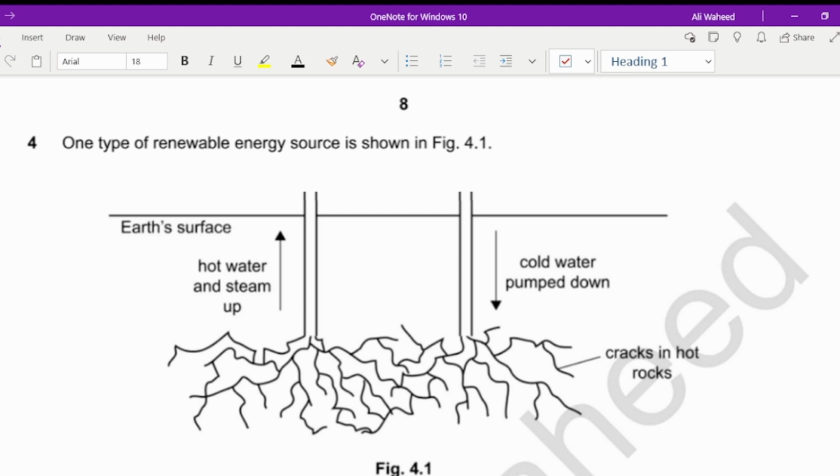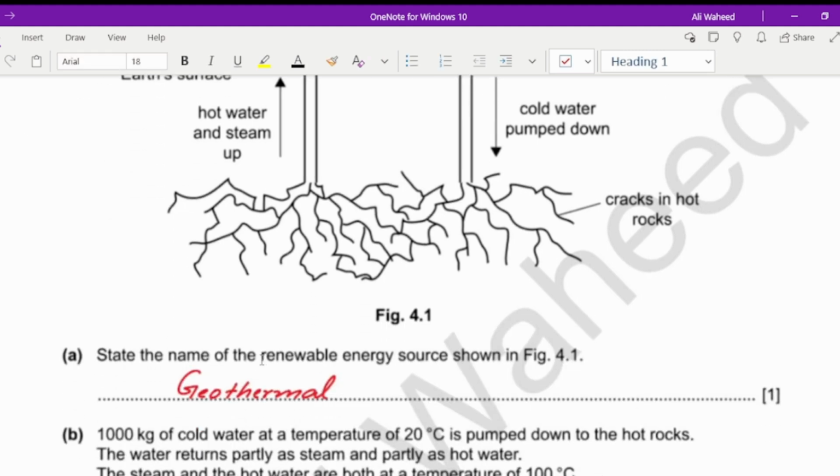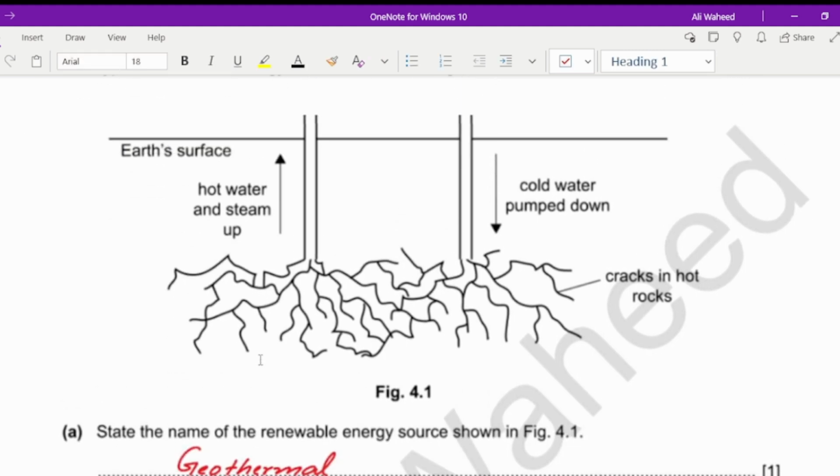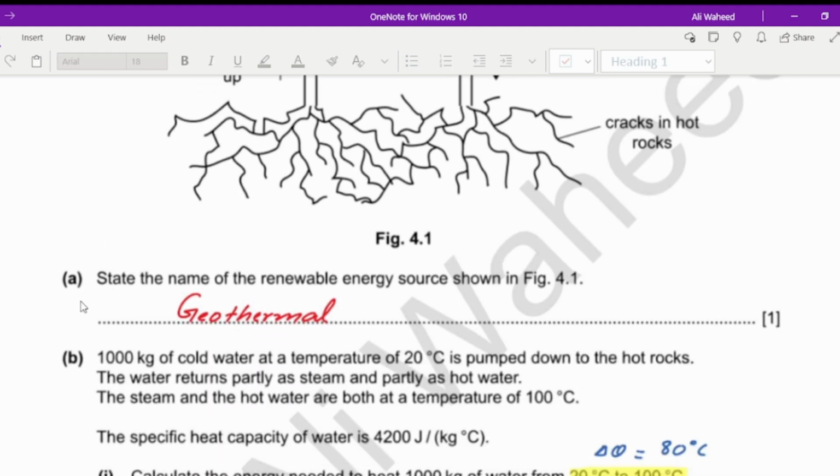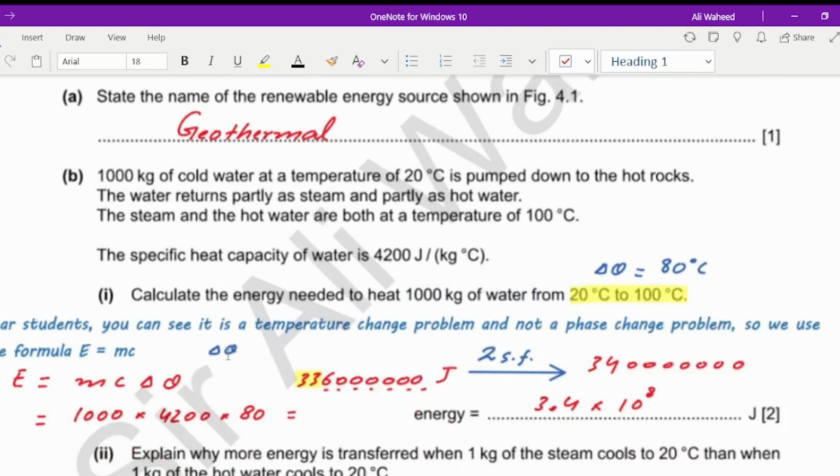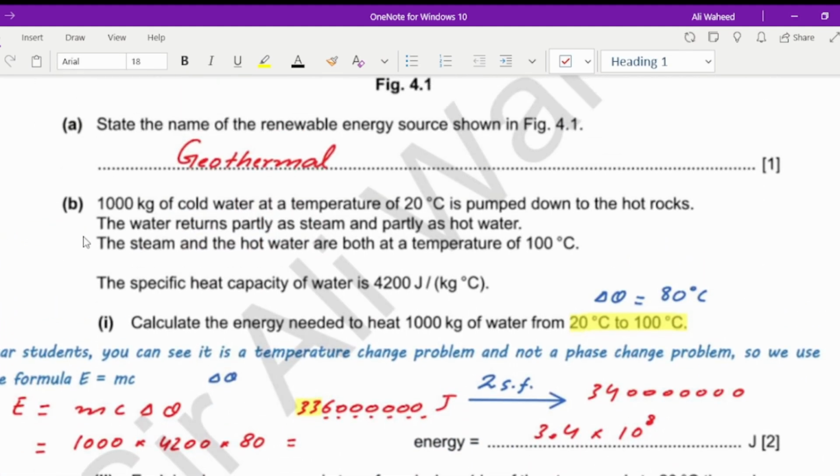Question number 4. One type of the renewable energy source is shown in 4.1. It is the energy coming from under the surface of the earth from the hot rocks. We call it geothermal energy. So what's the name of this renewable energy? Geothermal energy.